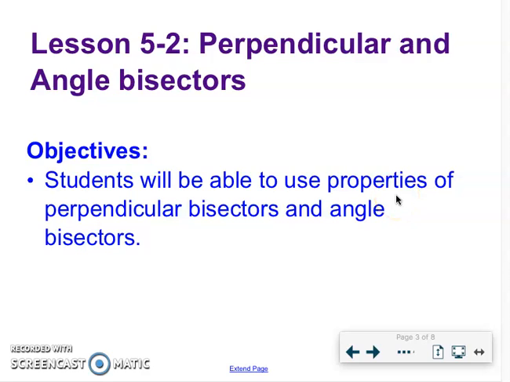Welcome to the 5-2 video, geometry for perpendicular and angle bisectors. Students will be able to use properties of perpendicular bisectors and angle bisectors. Should be a rather quick video, just going through a couple different theorems that happen when angles or sides get cut in half and what happens with that.